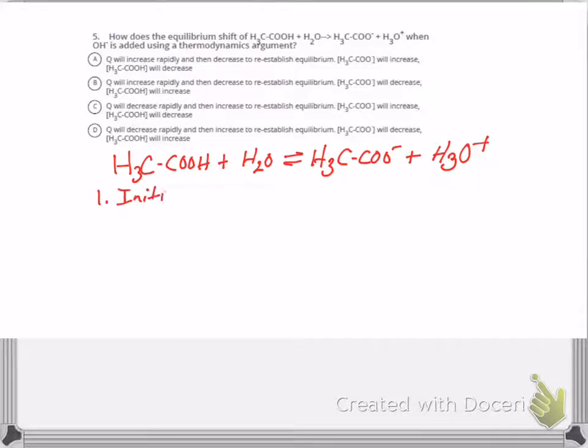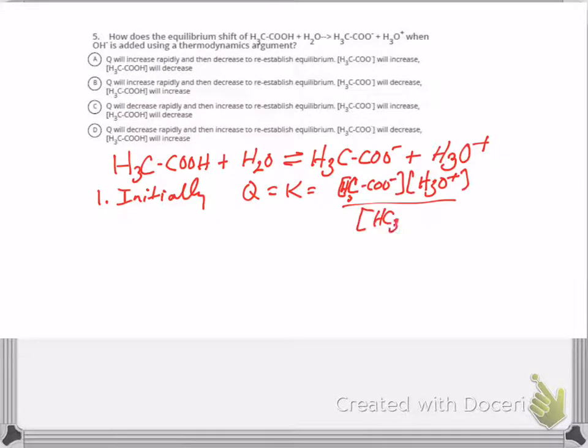By removing that from the solution, and since H3O+ is a product, we will see an effect on the reaction. So initially, Q equals K. Anytime you're dealing with thermodynamics, you need to construct Q. And initially, before anything's added, for any disturbance, Q equals K, we're at equilibrium. We build the equilibrium expression here. So this is the quantity that we'll be monitoring.